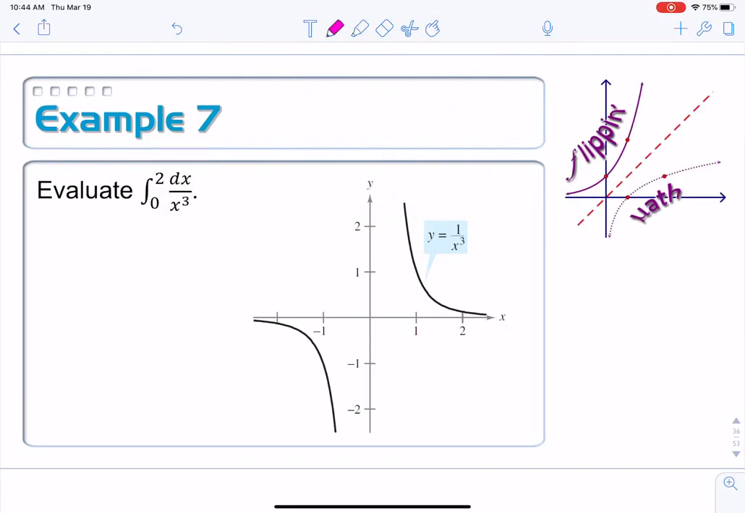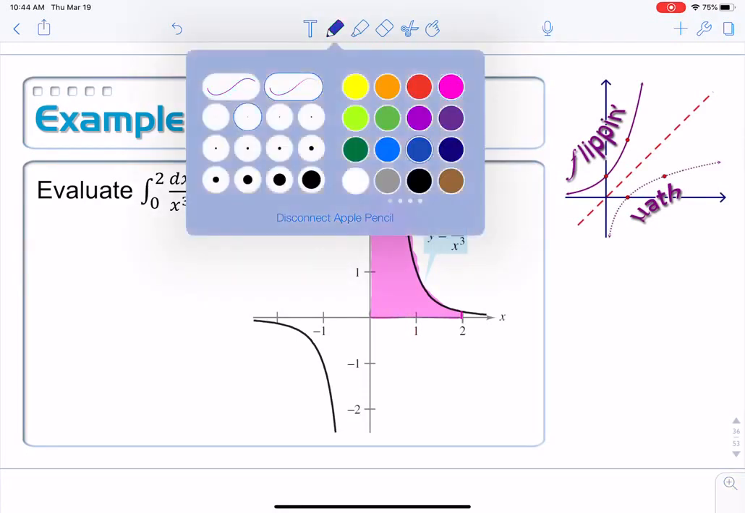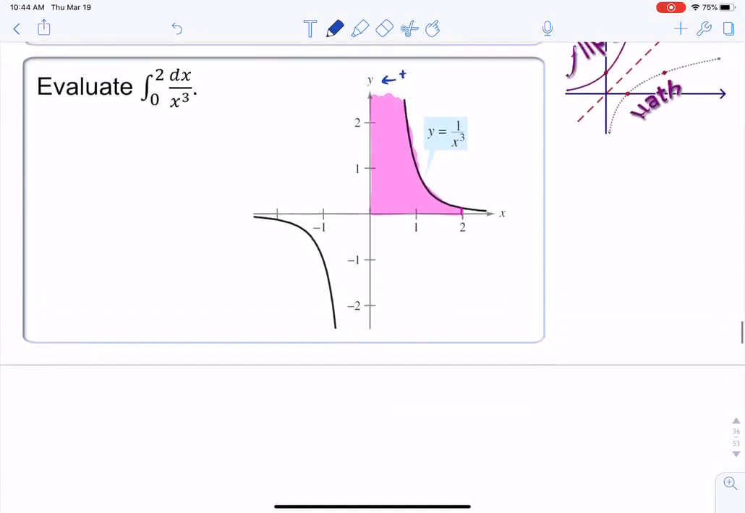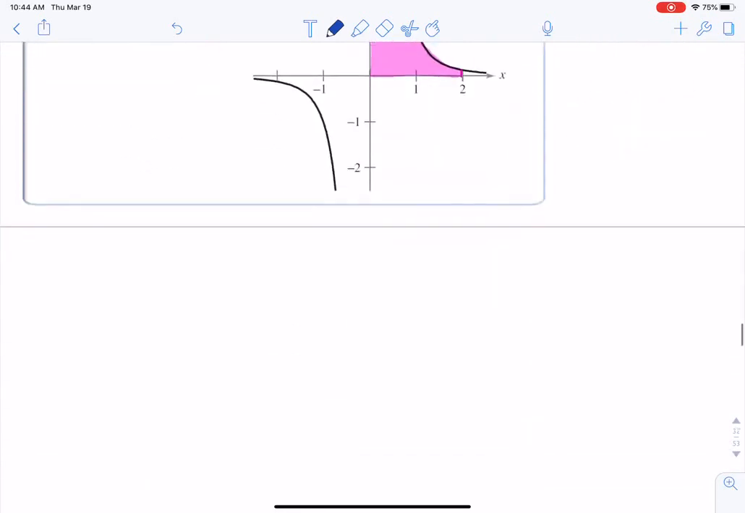So I'm going to do a little bit of coloring here. It's all of this region underneath this curve. And it's perfect, right? It's like it came colored. That's what I'm trying to find the area of. See if it's unbounded, I'm going to take the limit. And since the vertical asymptote here is at 0, we're going to approach that, just like we did before, from the right-hand side.